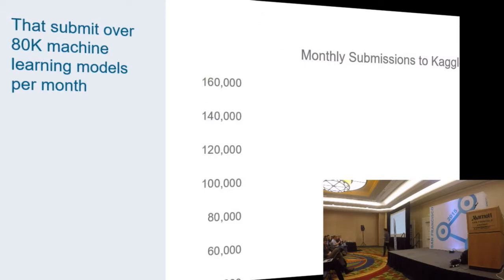Just to give you a sense for how much time people are spending on these problems, we're averaging around 80,000 machine learning models submitted to Kaggle competitions a month. So this is a huge amount of time that people are dedicating to these competitions.